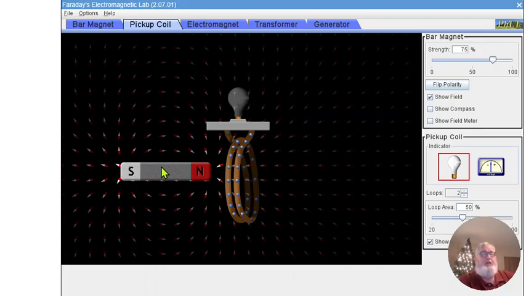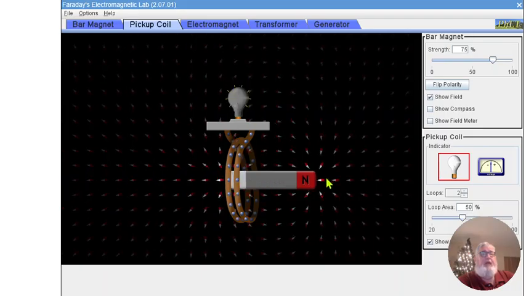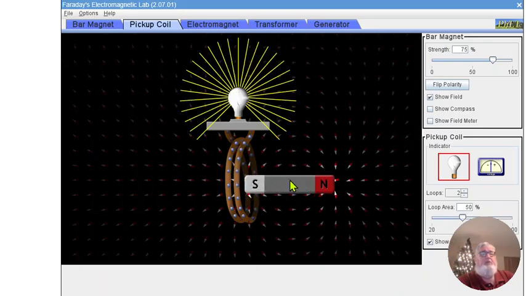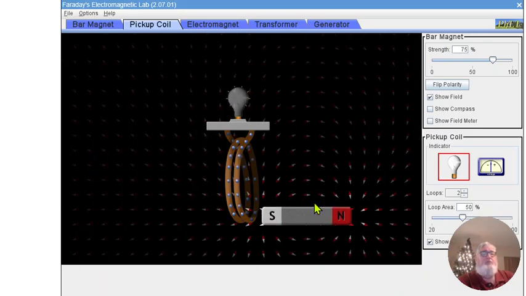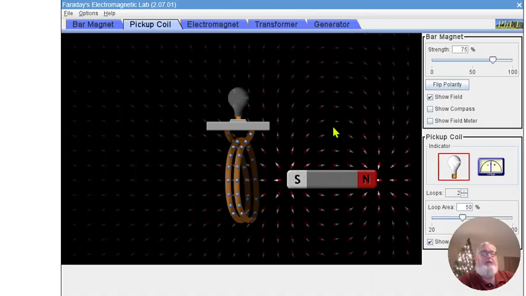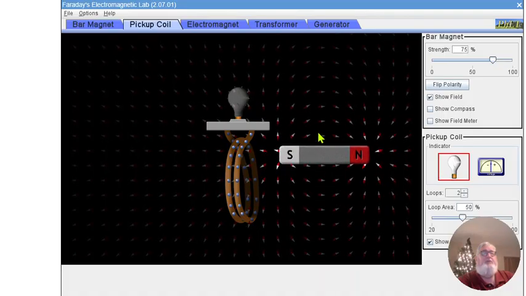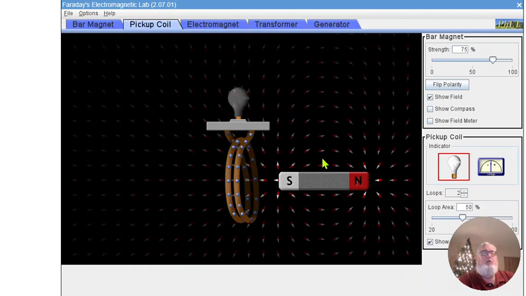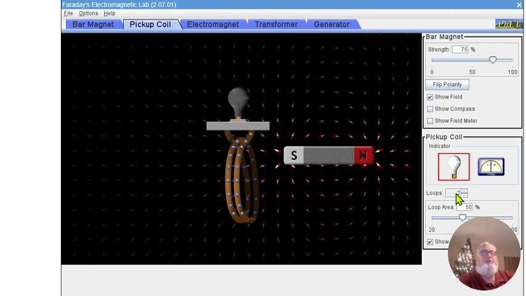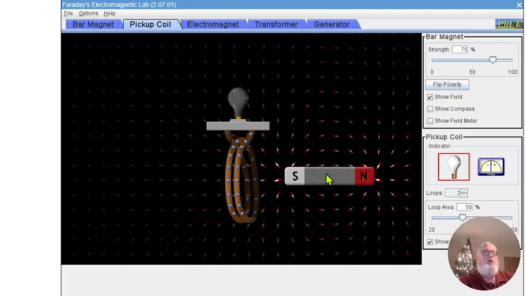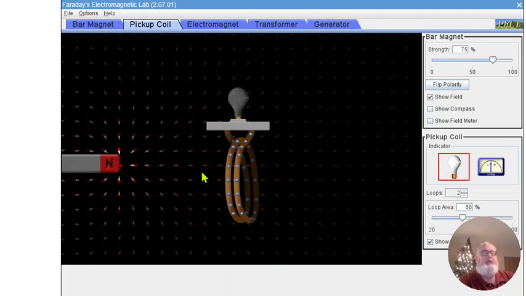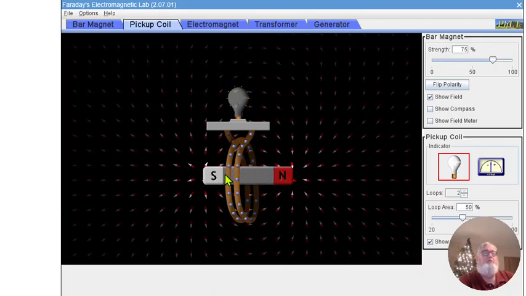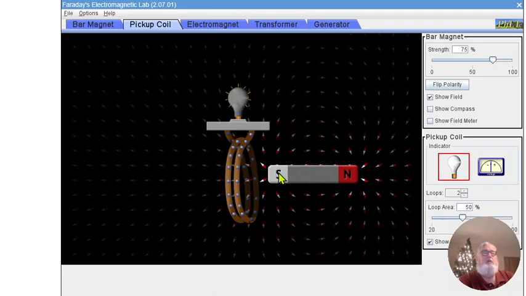Okay, we can change the amount of flux by moving the bar magnet, and we can even move it up and down a little bit. The bar magnet doesn't even have to go through, and you get a little flicker of current going through. But our biggest change in electromagnetic flux is when we actually change the direction of the magnetic field.